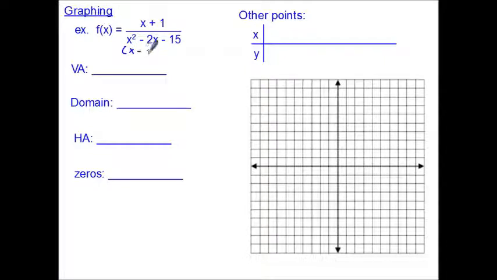Since the denominator is a quadratic, I have to think about factoring it, and it factors into (x + 3)(x minus 5). Thinking about what makes that equal to 0, I have a vertical asymptote at x equals negative 3, and a vertical asymptote at x equals 5. So I can say the domain is all reals except negative 3 and 5.